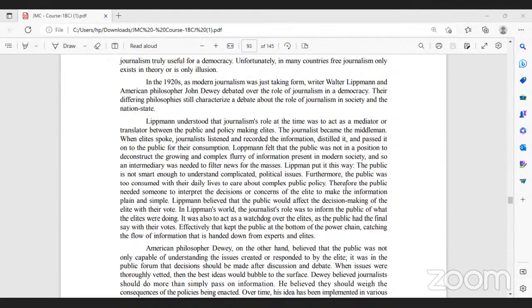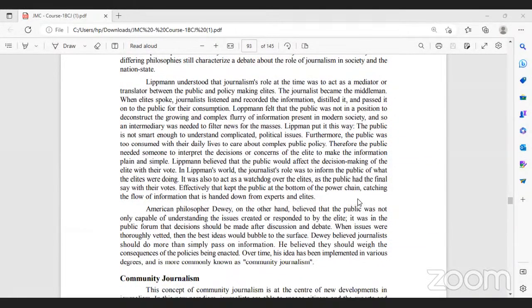He put the form of journalism in this way: the public is not smart enough to understand complicated political issues. Further, the public was too consumed with their daily lives to care about complex public policies. Therefore, we need to interpret the decisions or concerns of the elite to make the information plain and simple. Lippmann believed that the public would affect the decision making of the elite through their vote. So according to Lippmann, the journalist's role was to inform the public of what the elites are doing, and also to act as a watchdog over the elites, with the public having the final say with their votes.